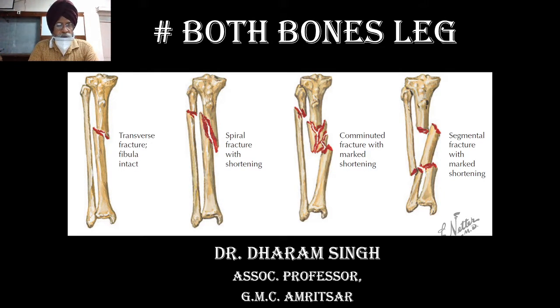There may be a single transverse fracture of the tibia with the fibula intact. There may be a spiral fracture with shortening. There may be a comminuted fracture in which more than one piece of the bone is there, and there may be a segmental fracture in which there is marked shortening and there is a segment of the bone.